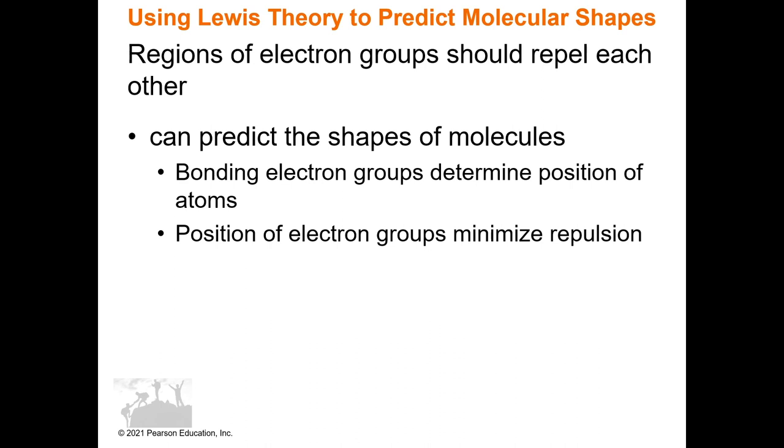Remember that electrons are negatively charged. So with all of these electron groups found on the central atom, they're going to repel each other. So that includes the covalent bonds as well as the lone pairs. And because of this repulsion, we'll see the different geometries for each molecule.